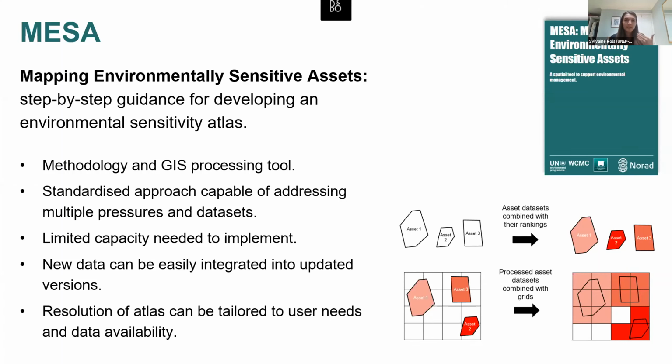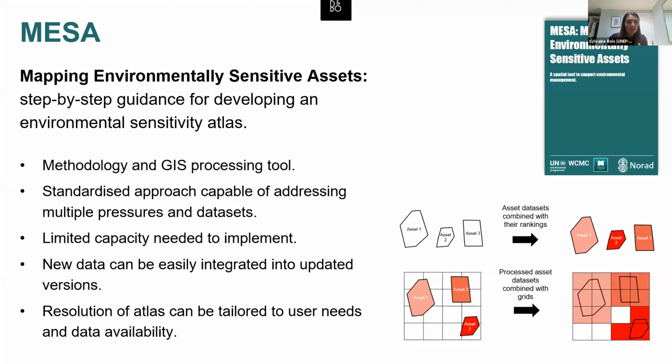It provides a standardized approach capable of addressing multiple pressures and datasets with limited capacity, including in GIS, required to implement. And this means that new data can easily be integrated as they become available, hence ensuring regular updates of the sensitivity atlas and its improvement with time as more data are collected. So we're finding that a lot of our partners might have limited data to start with, but in the future, as they collect more data sets, because of the flexibility of MESA, they're able to update the atlas on a regular basis.